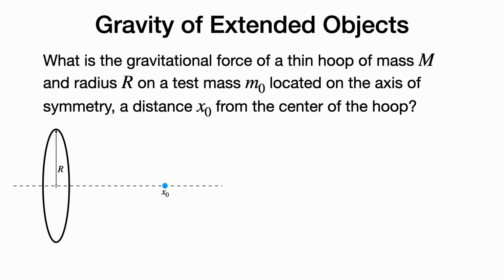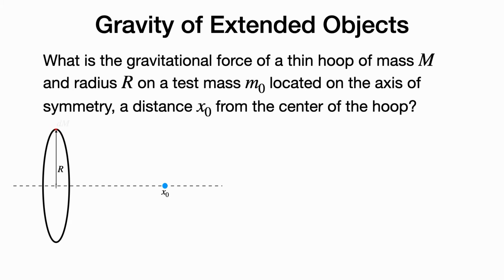Consider now the gravitational attraction of an extended object. In this case, the force between a thin hoop of mass capital M and radius capital R on a test point mass M0 located on the axis of symmetry at distance x0 from the center of the hoop. We compute the total gravitational force of the mass capital M on the test mass by summing up all the little contributions of little bits of mass around the perimeter of the hoop.